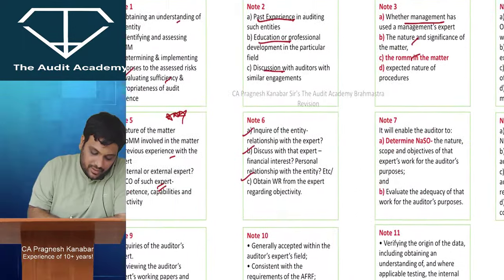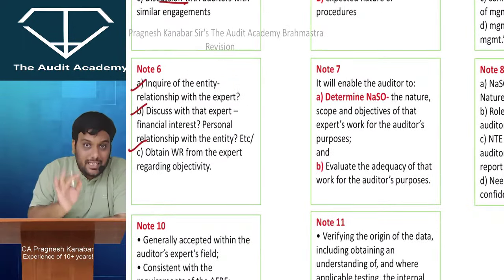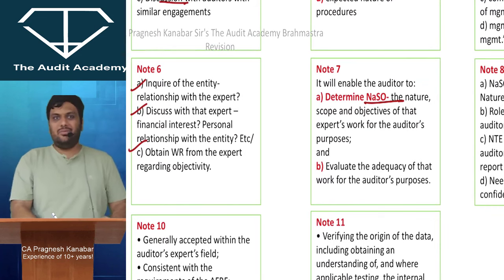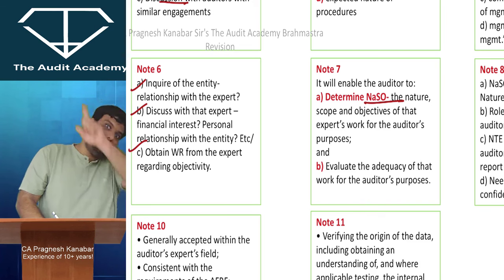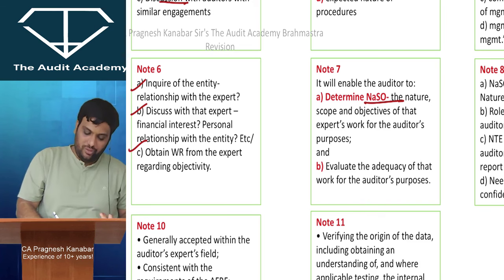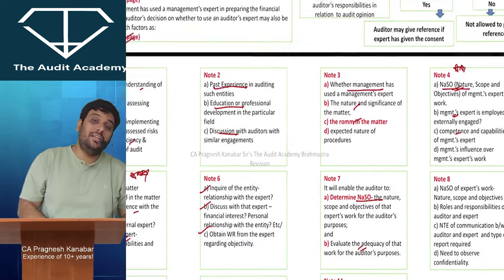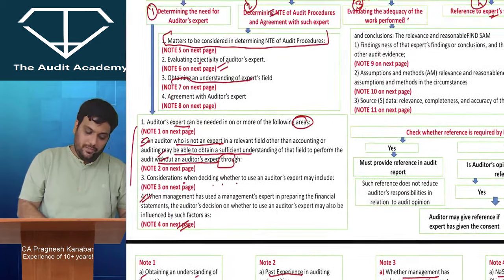Note number 7: if you obtain an understanding of the expert's field, only then will you be able to determine the nature, scope and objective of that expert's work. And then at the end, after the expert has performed the work, you will be in a good position to evaluate the adequacy of the work. So at least some understanding you should obtain. You cannot be completely blind when it comes to the expert's field.